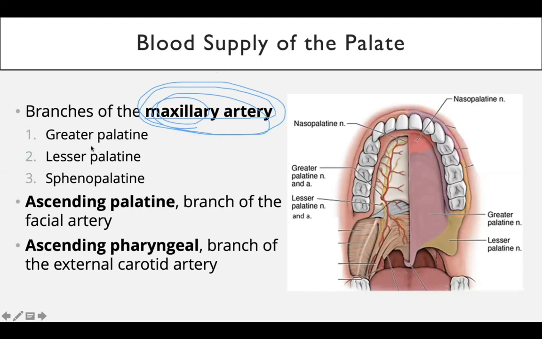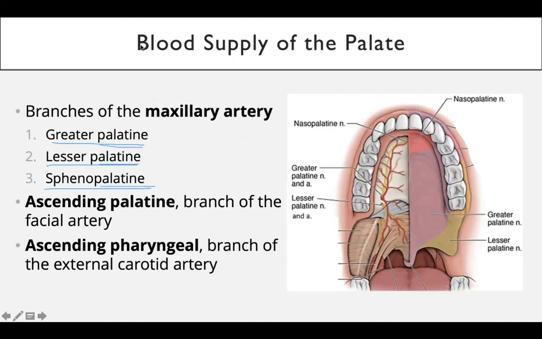For the artery, we are talking about the greater palatine, then there should be the lesser palatine and sphenopalatine. How to remember that? There is palate and we have palatine, and it supplies the palate. This is easy to remember. So greater palatine, lesser palatine, and sphenopalatine.